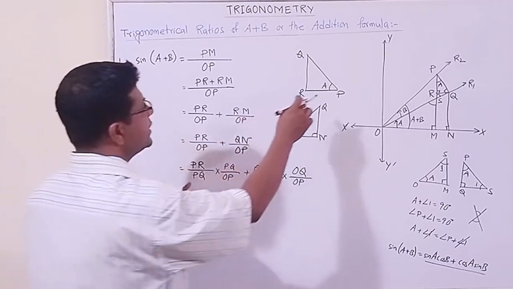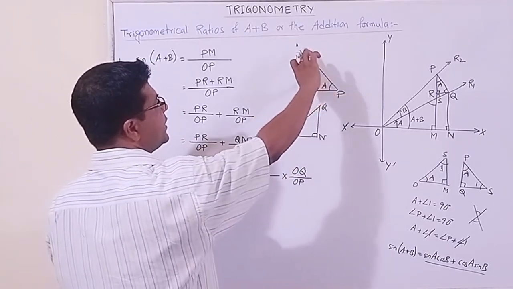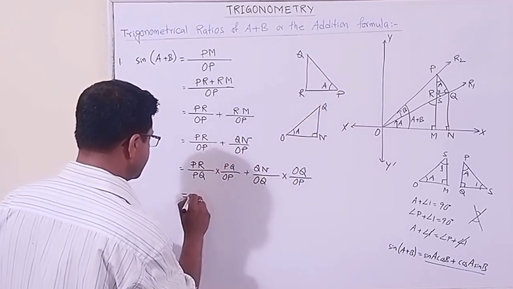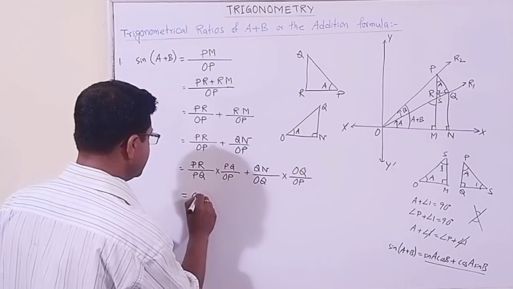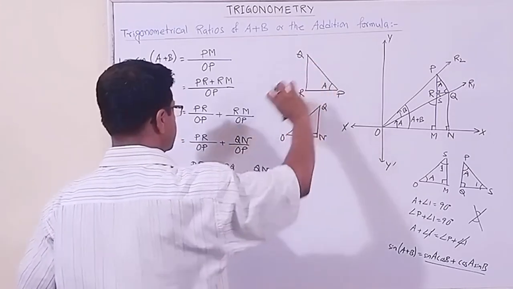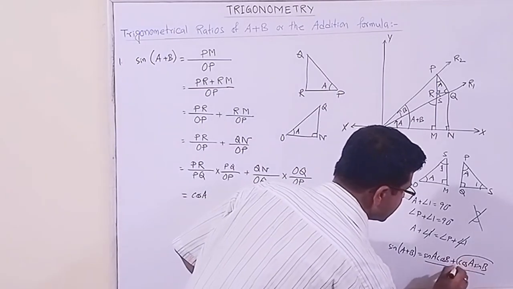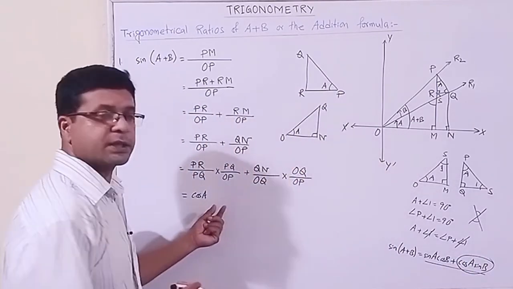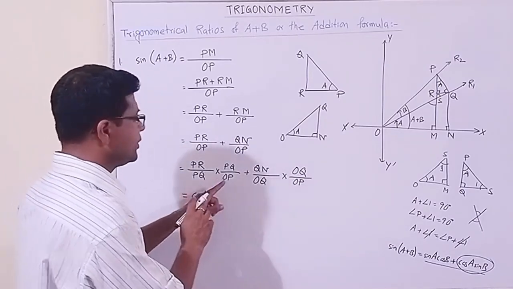What is PR? PR by PQ. PR by PQ is sine of A. Sorry, this is cos of A. I am very sorry. Cos of A, because this is base by hypotenuse, cos. Then initially we are getting this term, is it not? So the next term must be sin B. Whether it is true or not, let us see.